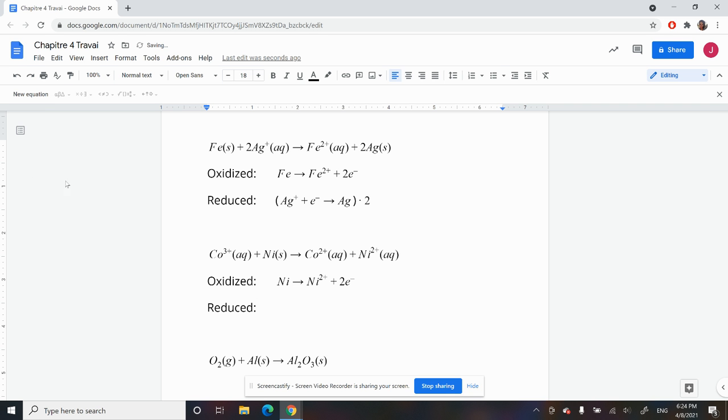And then for the reduction, going from cobalt with a 3+ charge to cobalt with a 2+ charge, in order to do so, this needs to gain an electron. Similar to the last problem, the whole reaction has to be multiplied by 2 in order to balance out the electrons. So I put a 2 here and a 2 here in order to balance it out.